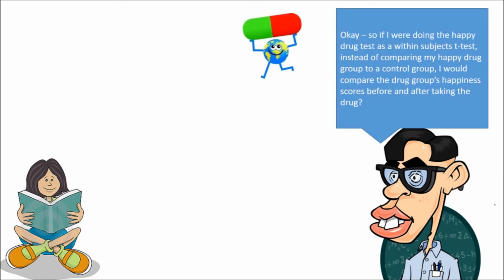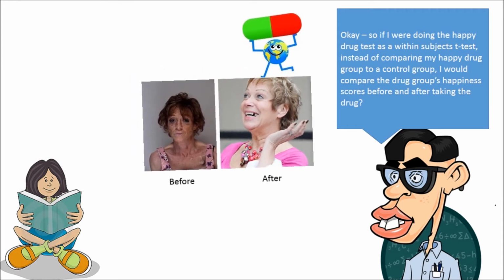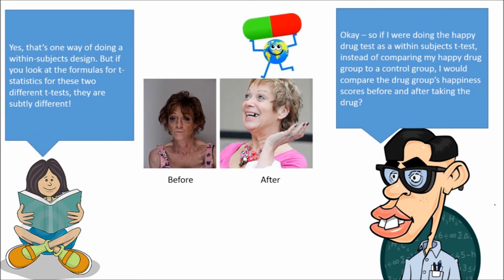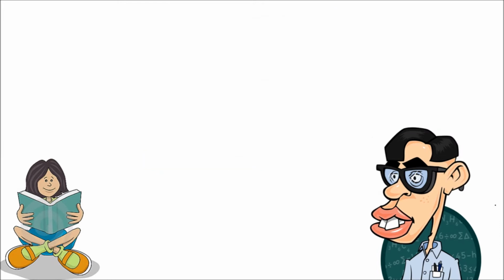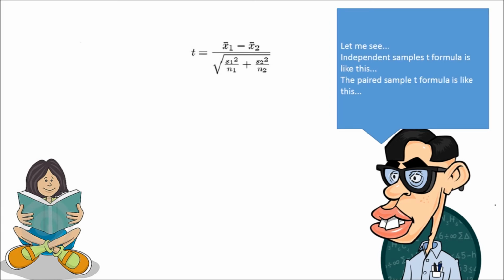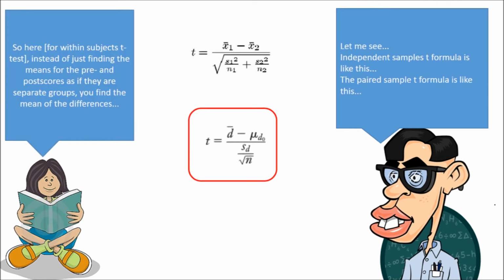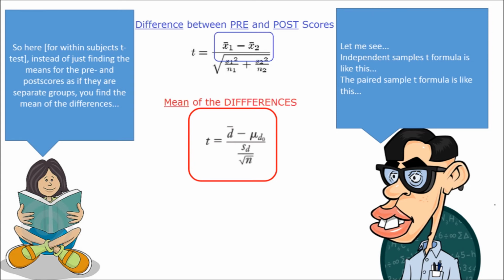Okay, so if I were doing the happy drug test as a within subject test, instead of comparing my happy drug group to a control group, I would compare the drug group's happiness score before and after taking the drug? Yes, that's one way of doing a within subjects design. But if you look at the formulas for t-statistics for those two different t-tests, they are subtly different. Independent sample t formula is like this, and the paired sample t formula is like that. So here, for within subject t-test, instead of just finding the means for the pre and post scores as if they are separate groups, you find the mean of the differences.